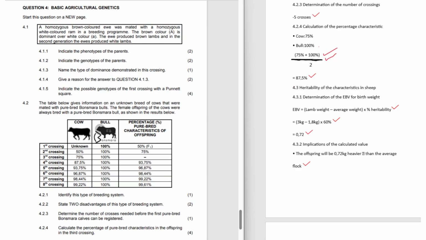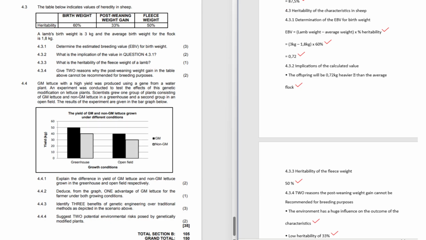The table below indicates heritability values. Heritability is 60% for birth weight, 33% for post-weaning weight gain, and 50% for fleece weight. Then below they say a lamb's birth weight is 3 kg and the average birth weight for the flock is 1.8 kg. 4.3.1 determine the estimated breeding value, EBV. Calculate the EBV for the birth weight.